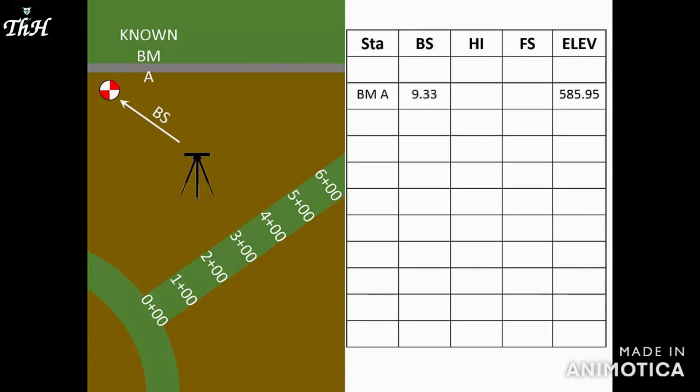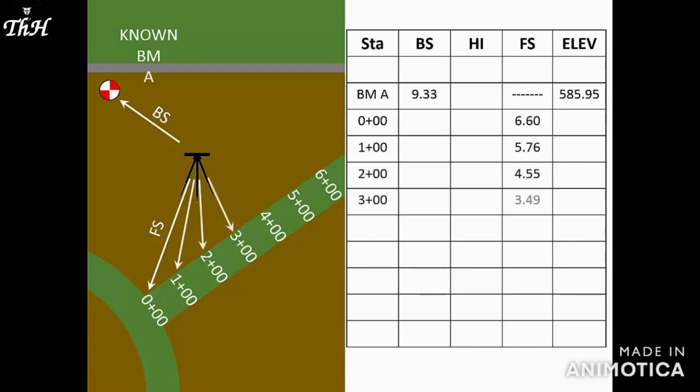It's a good idea for learners to mark a dash in the foresight column now. This can prevent recording a foresight reading in the wrong place. Our first foresight reading belongs in the next row, labeled here as station 0+00. Each new foresight gets its own new row. Now we'll start our computations.